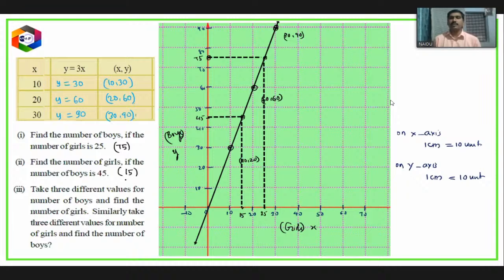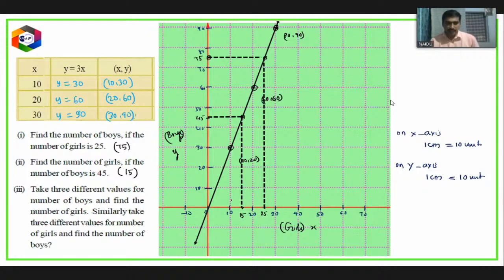This is the answer. Yes, children, I think it is clear from the graph how to calculate the values. Now take three different values for the number of boys and find the number of girls. Similarly, take three different values of the number of girls. Likewise, you can do it on the graph.